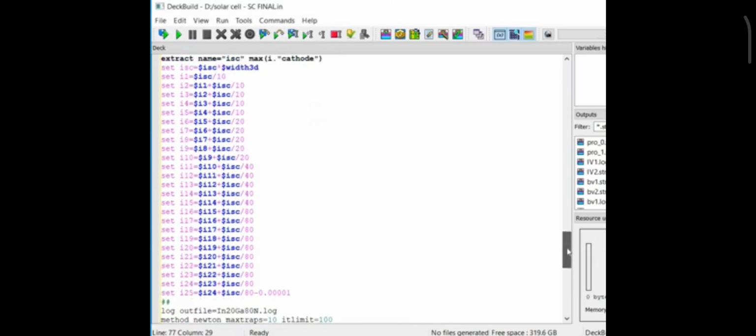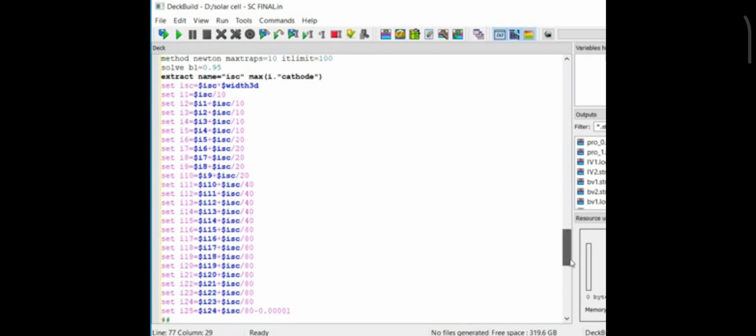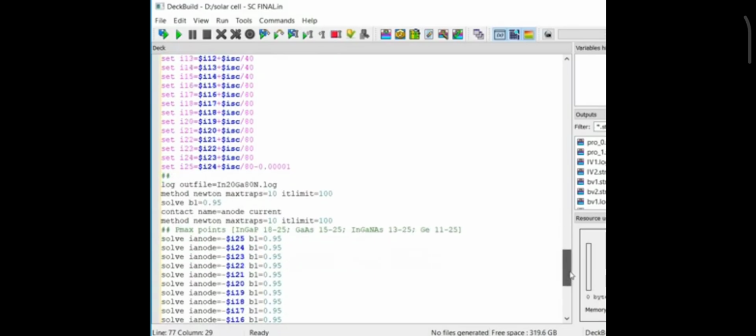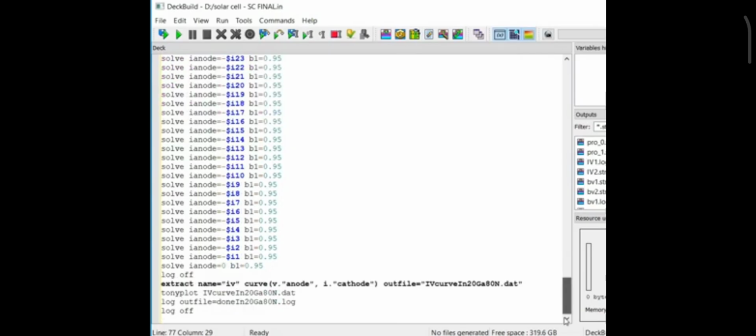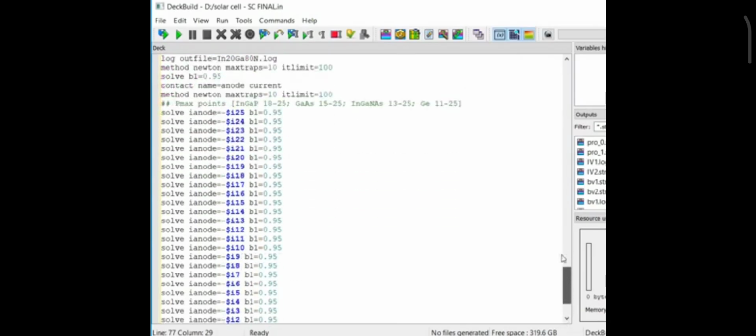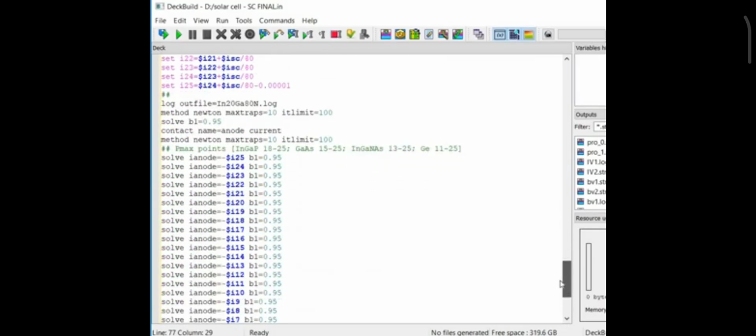You can note down these values. This will be used for the extract command. Next, you have to find out the log file. We have set the different values for I1 to I25. Next, I am using the solve statement to find out the anode current.